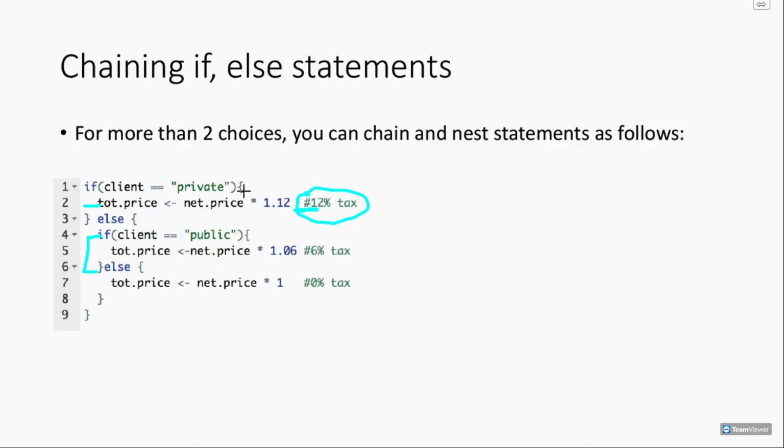So private or not private, and not private can be any number of values, but you don't care. It comes into this block of code. But we have another condition here within this else block. Say it's not private. Yes, you come into this block and you're checking if that client value is public. For a public client, you have some other condition where the total price is net price times 1.06, which is 6% of tax. And if it is neither private nor public, it comes to this line of code where there is no tax.